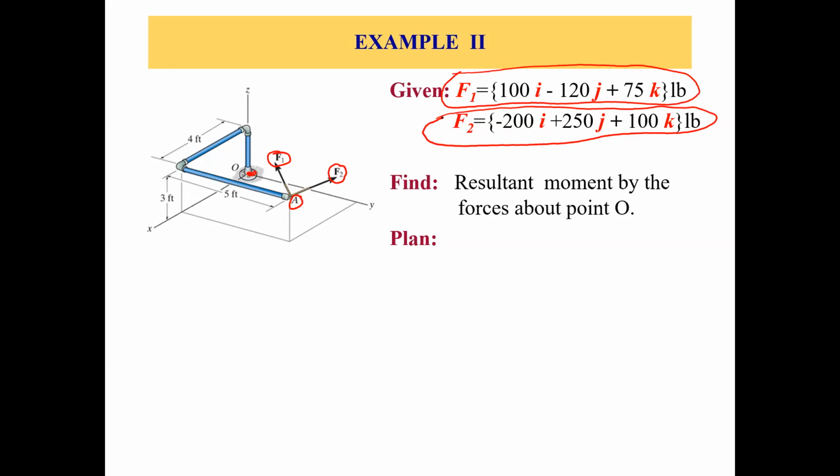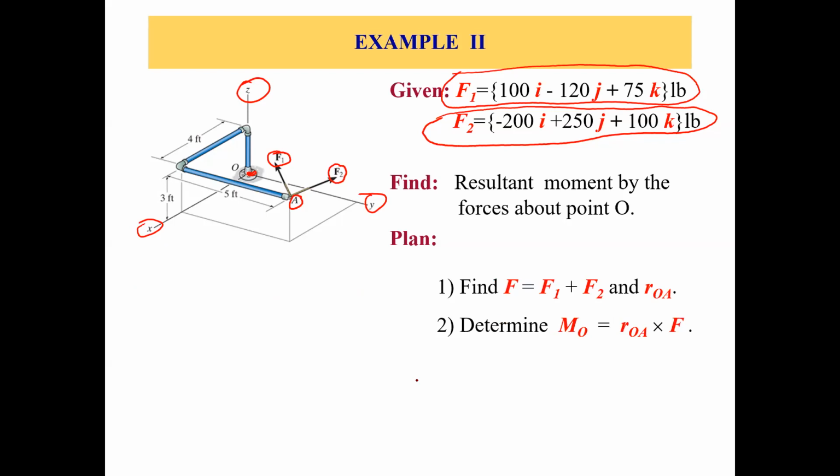What do we need to find? We need to find the resultant moment by the forces about point O. So this is a 3D system. We have x-axis, y-axis, z-axis, so three dimensions. We have these two forces, we have this point O, and we have these measurements given. We need to find the resultant moment of these forces F1 and F2 about point O. Let's see how we are going to do it.